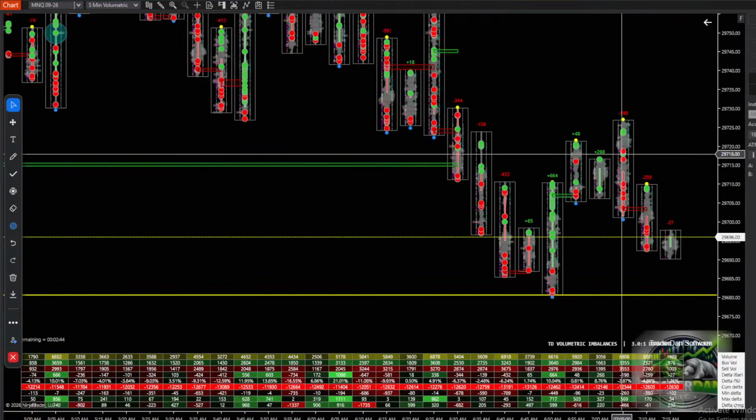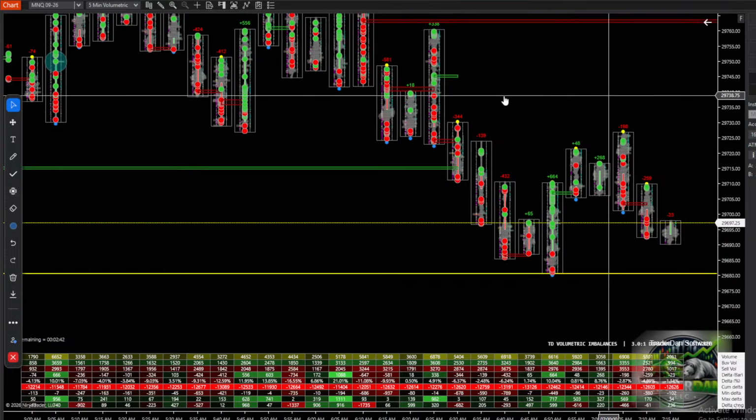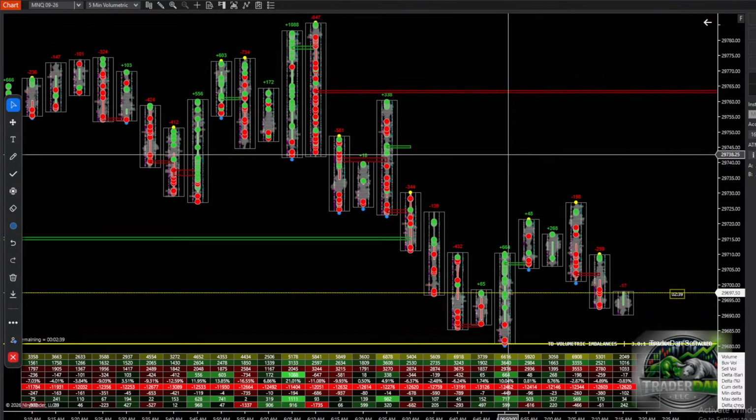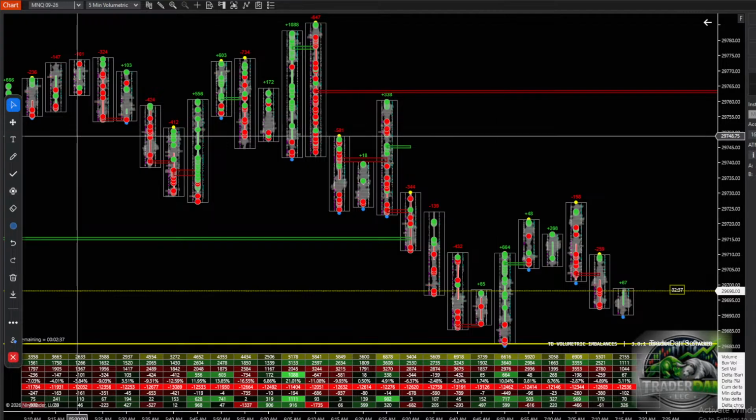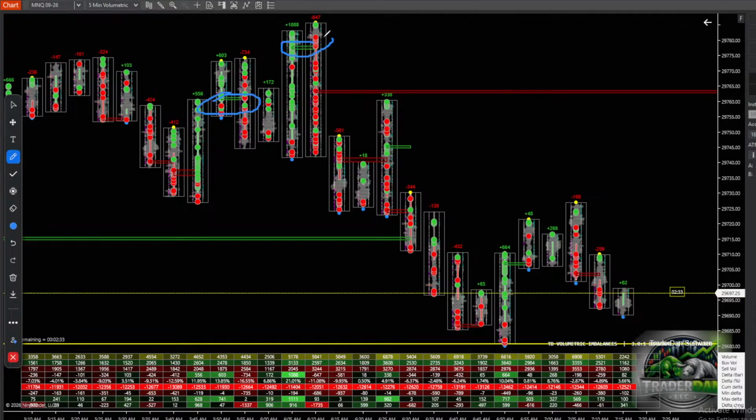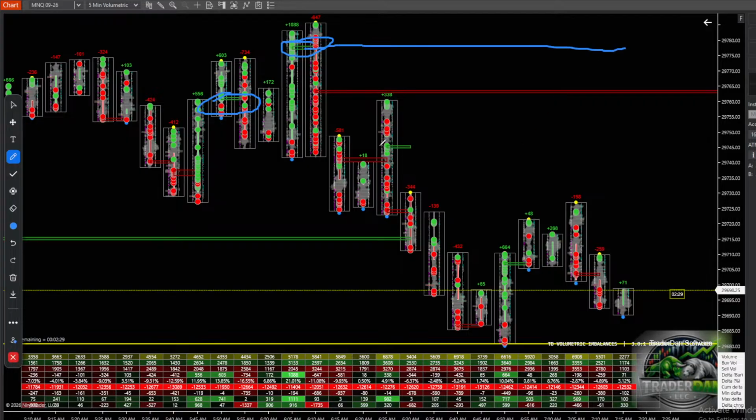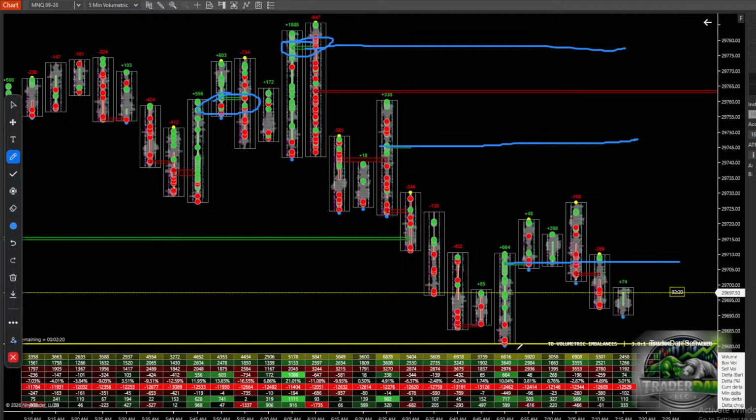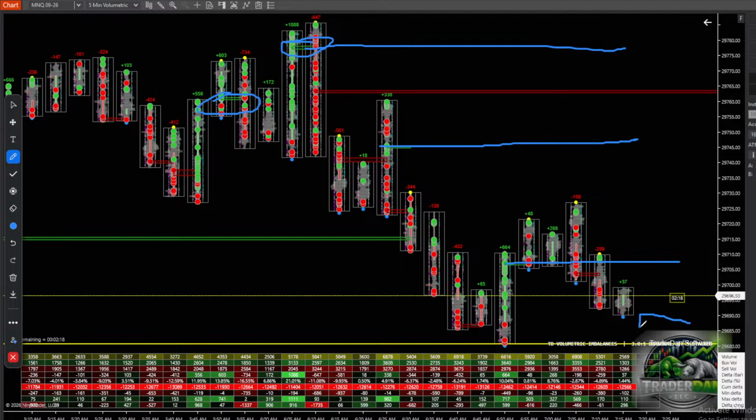Let's go ahead and take a look at this thing here. We have some imbalances here. We have one here, it's not filled yet. We have a buy imbalance here, it's not filled yet. And we have one here that we broke through. We'll see if this candle creates another one.